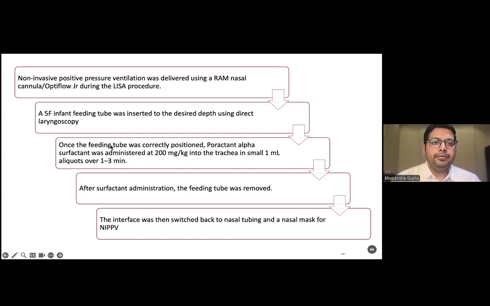Then a 5 French feeding tube has been inserted to the desired depth as per the weight. And once the feeding tube was correctly positioned, Poractant alpha, that is Curosurf, was administered at a dose of 200 mg per kg into the trachea in 1 ml liquid. And after surfactant administration, the feeding tube was removed, and the interface was switched back to nasal prongs and nasal mask for NIPPV or CPAP.